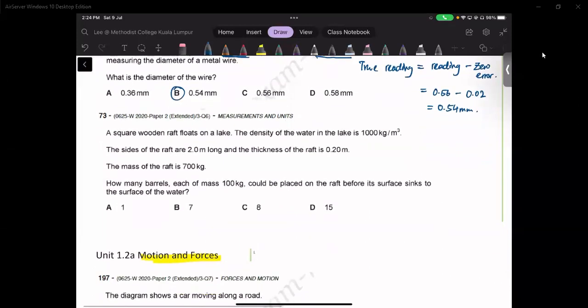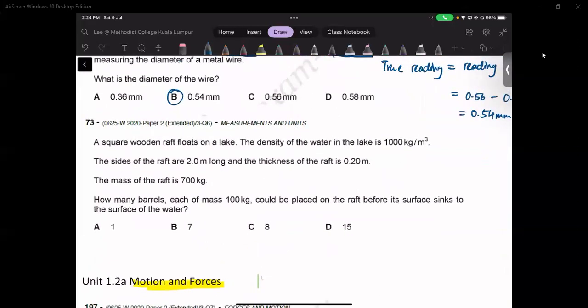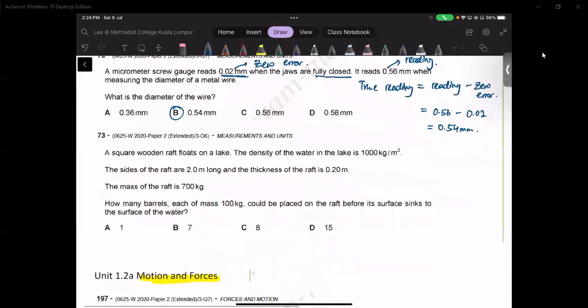Okay. And the last one, we are looking at a wooden raft floating on a lake. The density of the lake is 1,000 kg per meter cube. The size of the raft is 0.2. This one is a square wooden raft.